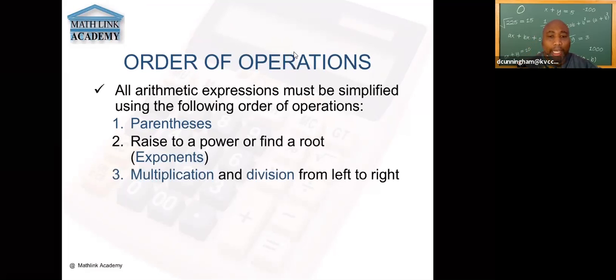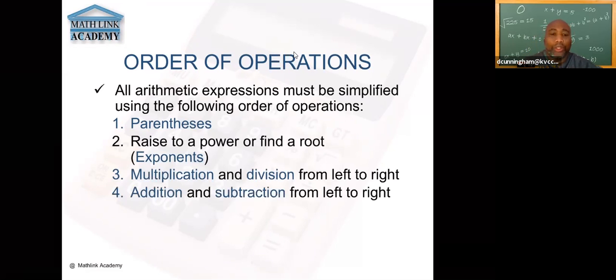Number three, we do multiplication and division from left to right. They actually have the same ranking, so we say that's number three, multiplication and division from left to right. And then the last thing, we do addition and subtraction from left to right. And so these are the order of operations that we want to remember. You want to put this in the back of your mind so when you see an expression with all these different types of operations, you know what order to go.